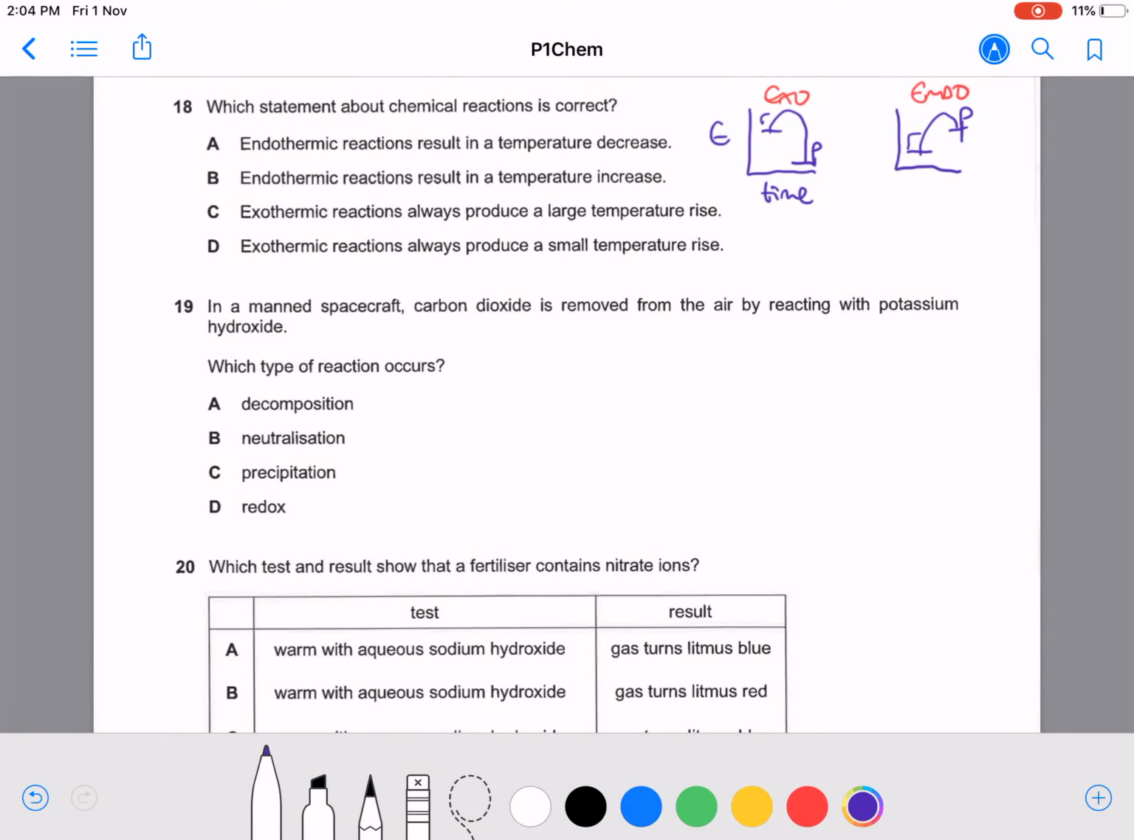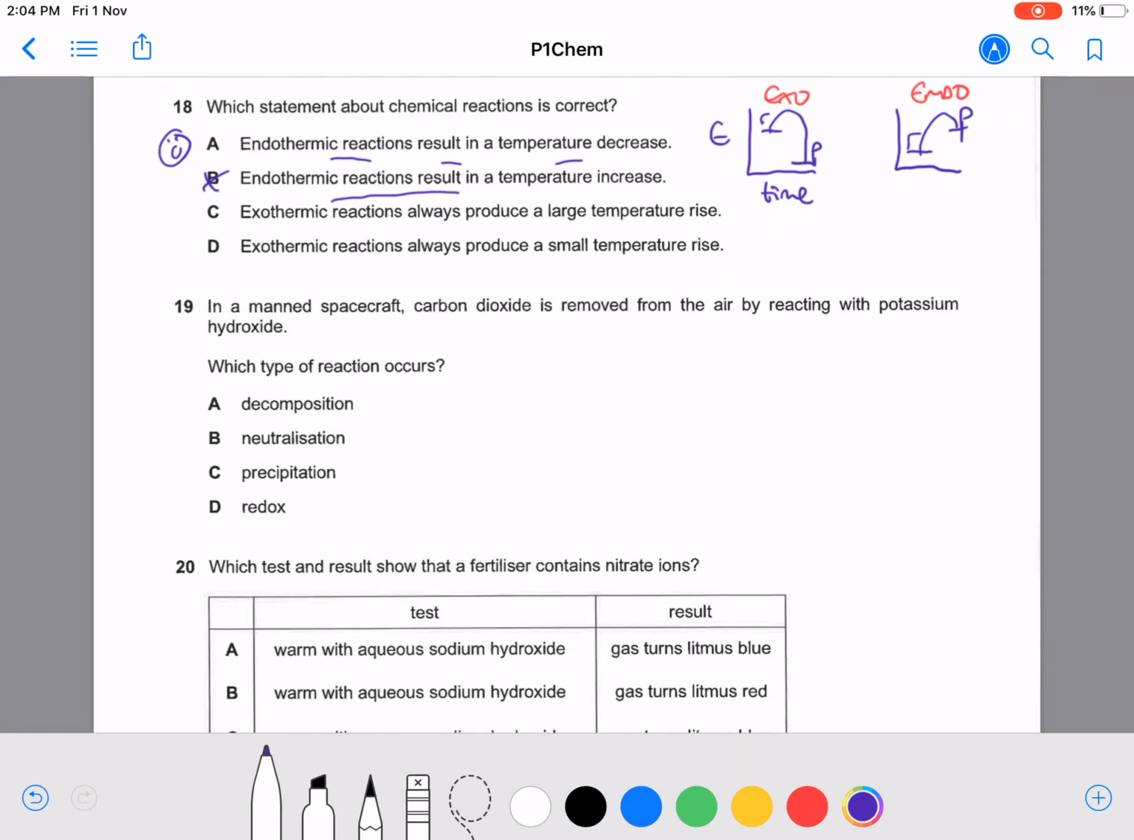What's it telling me? Endothermic reactions result in a temperature decrease. They do. Temperature goes down for endothermic, it takes energy in. So endo getting cold, so that looks good, but let's look at the rest. Endo results in a temperature increase, no, that's exo.